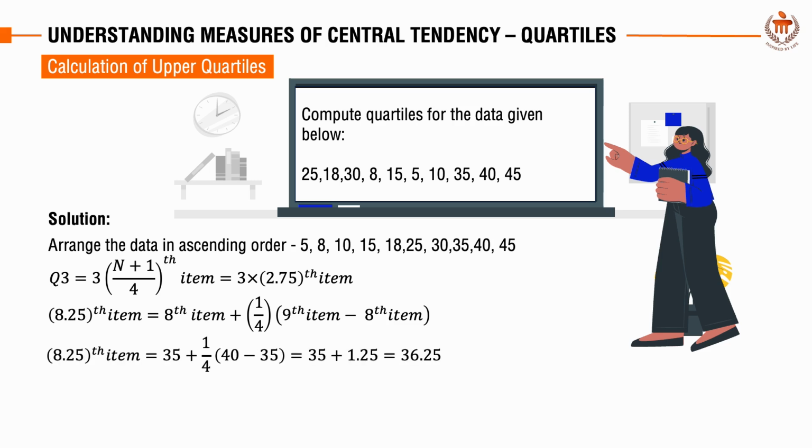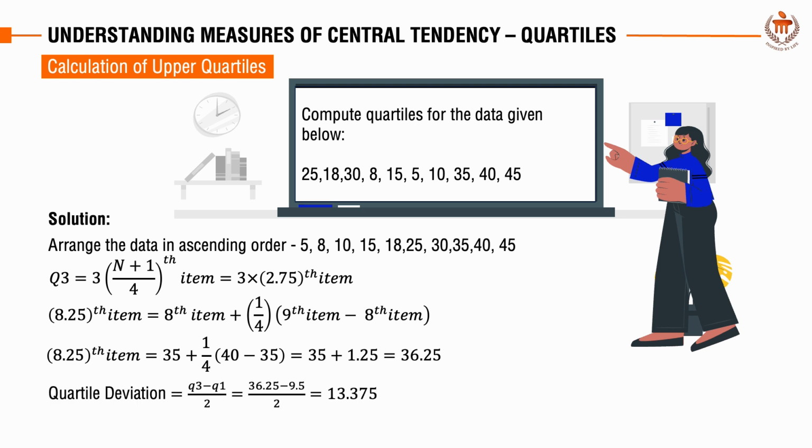So here, if you count the eighth observation, 5 is first observation, 8 is second, and 10 is third, 15 is fourth, 18 is fifth, 25 is sixth, 30 is seventh, and 35 is eighth observation. So eighth observation is 35, plus 1 by 4 into the ninth observation, which is 40, minus the eighth observation, 40 minus 35. So 40 minus 35 is 5. 5 by 4, I get 1.25. And that 1.25, if I add with 35, I'll get quartile 3 as 36.25.